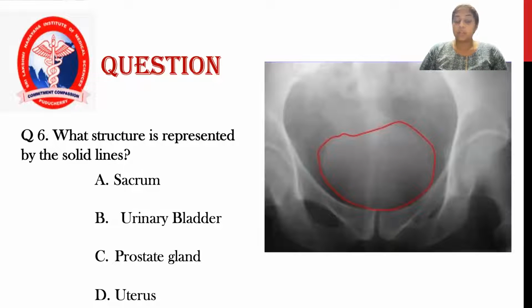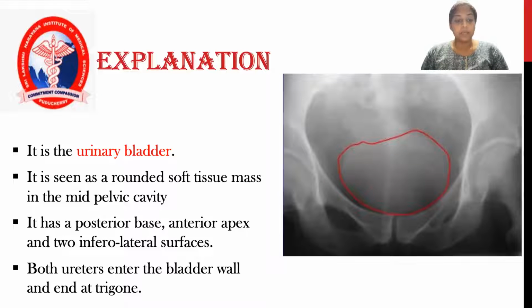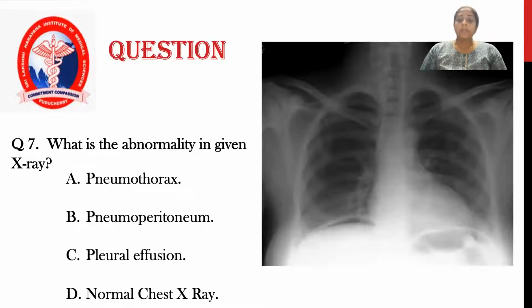See, this is a pelvic radiograph. So let's see if you were able to identify what these structures are. The sacrum is not there, but the structure here is the urinary bladder. You're all right. It is seen as a rounded soft tissue mass in the mid pelvic cavity. It has a posterior base, anterior apex, and two inferior lateral surfaces. Both ureters enter the bladder at the level of the trigones.